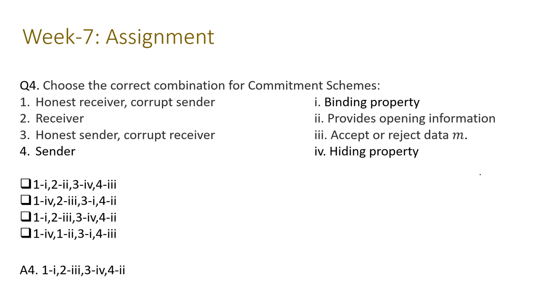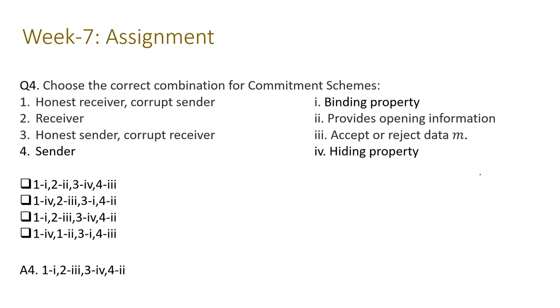So 1 maps to 1 on the right hand side. Receiver, there are 2 options: provides opening information or accept or reject data M. Very clear, the sender's job is to provide opening information, and the receiver accepts or rejects data M based on whether the opening information provided by the sender leads to valid data. So 2 maps to 3, 4 maps to 2, and the rest is honest sender, corrupt receiver.